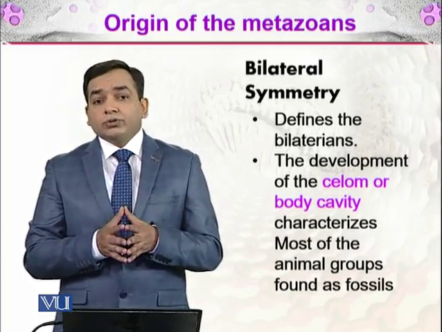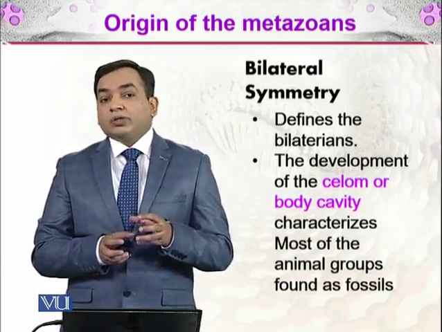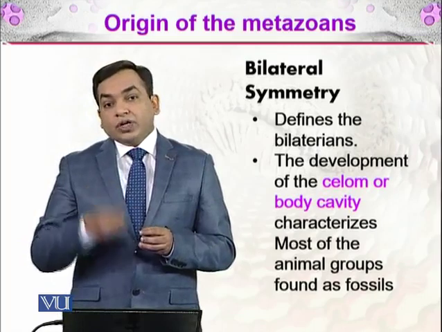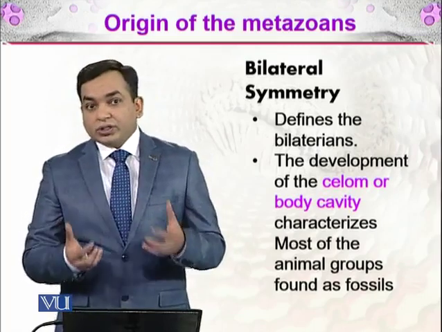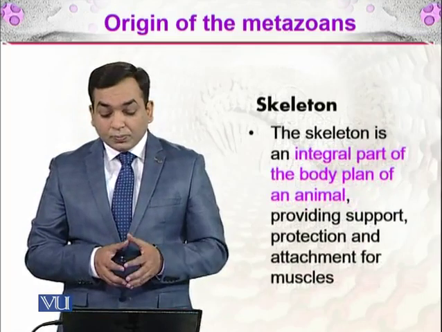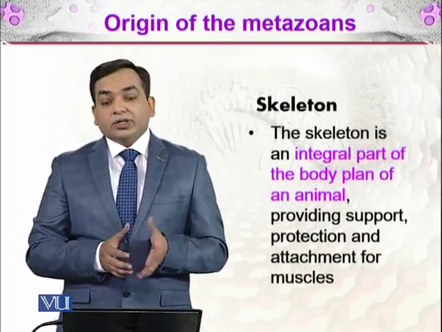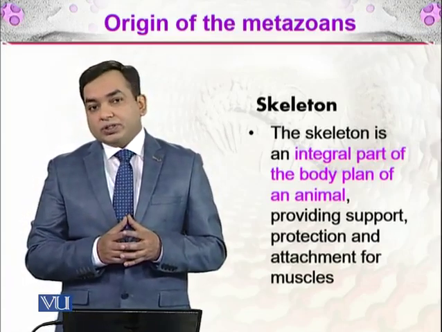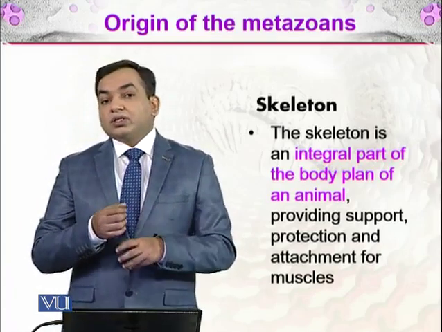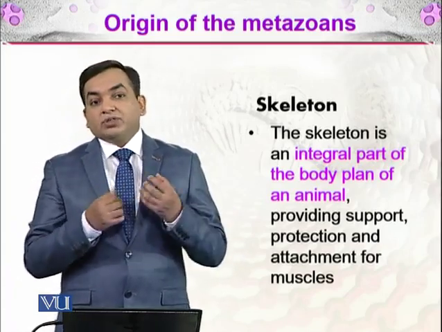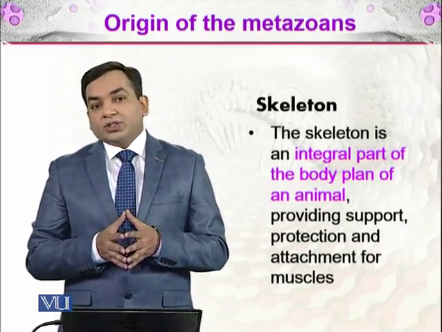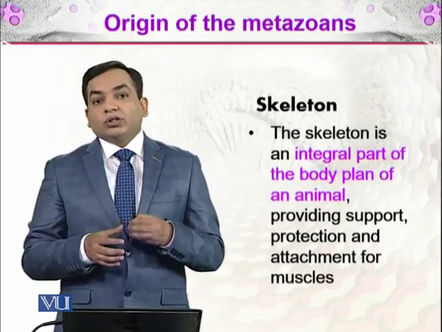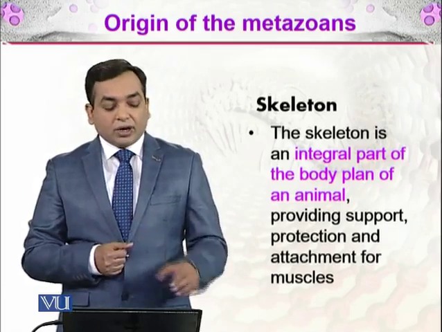So what was the coelom used for in the earlier times? It was used for the hydrostatic skeleton. It contained fluid, and it helped the organism to move. But today we have the coelom for other functions. It contains our organs. And then there is the skeleton. Skeleton is an integral part of the body plan of an animal, and it provides support, protection, and attachment for the muscles. Skeleton gives support to the body, as well as origin and insertion of the muscles. That's why we call the muscles skeletal muscles, because they are attached to the skeleton.